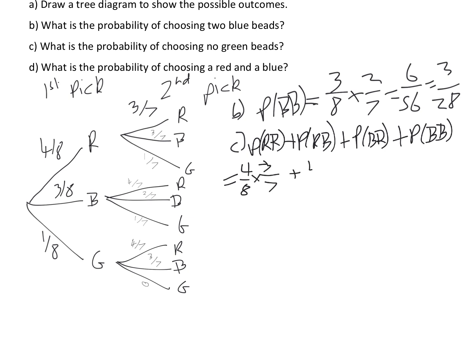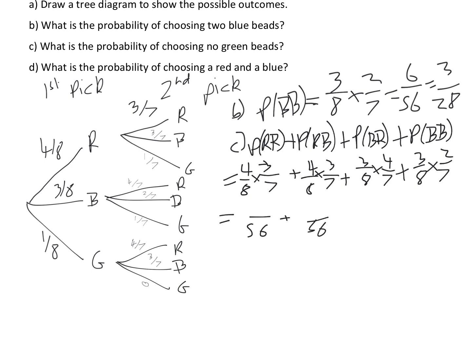Red, blue. Red in the first go is 4/8, blue in the second go is 3/7. Blue, red. Blue is 3/8 on the first go, and red is 4/7 on the second go. Blue, blue. Blue is 3/8 on the first go, and it is 2/7 on the second go. You've got a nice common denominator there of 56, so that's why I wouldn't bother simplifying.